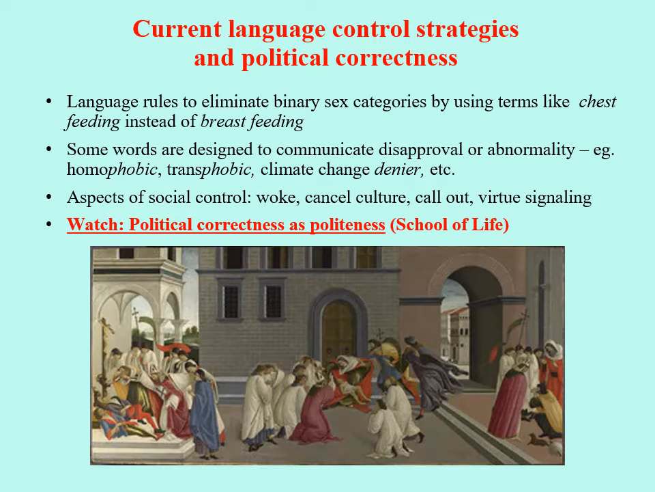Another example is the term climate change denier. Adding the term denier implies that there is an absolute scientific truth that cannot be doubted. And of course, there are no scientific truths of that kind. Any scientific hypothesis is always open to questioning. So denier is supposed to indicate the existence of an absolutist belief.